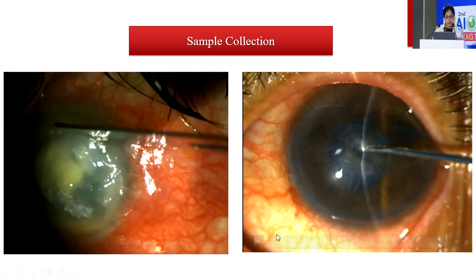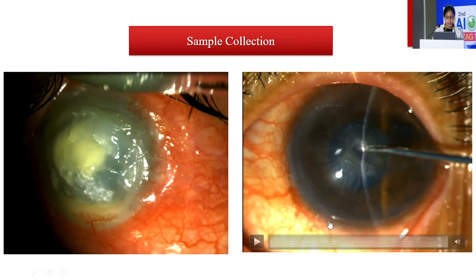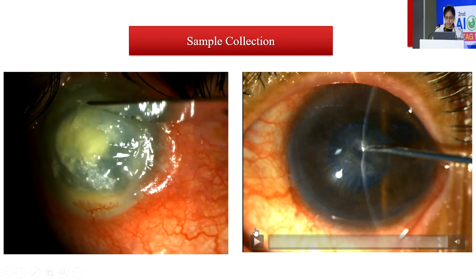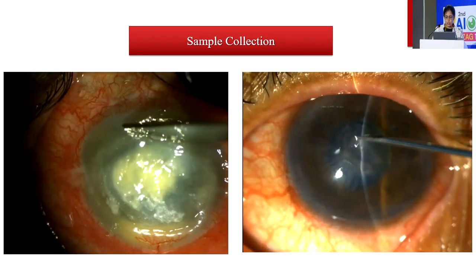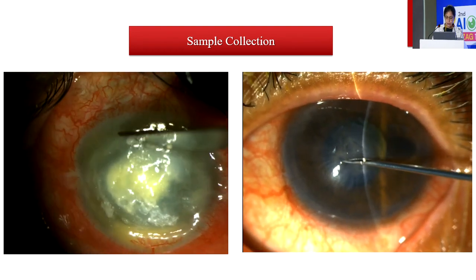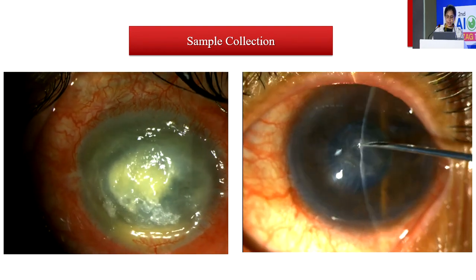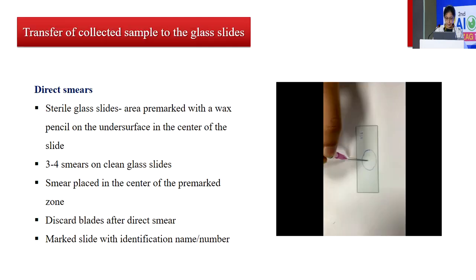Here on the left-hand side you can see a number 15 blade being used to scrape the leading margins and the base, and on the right-hand side a needle is being used, a 26 gauge needle. As you can see, the needle does carry a higher risk of perforation and it's more risky.